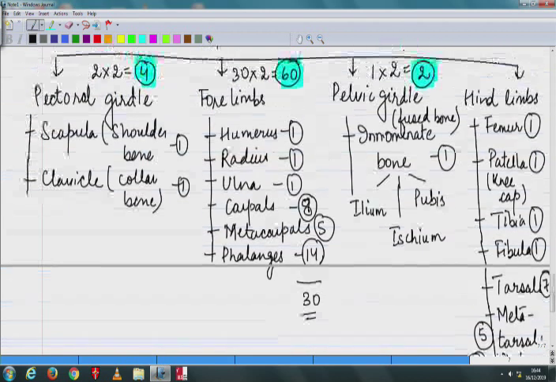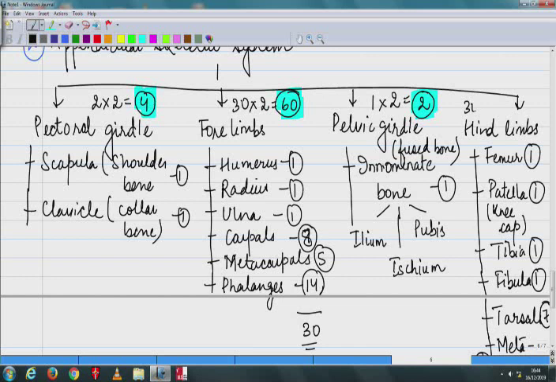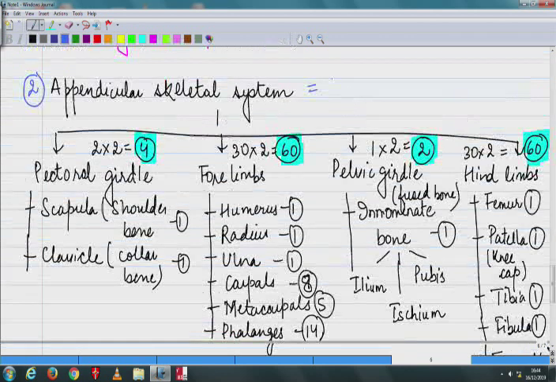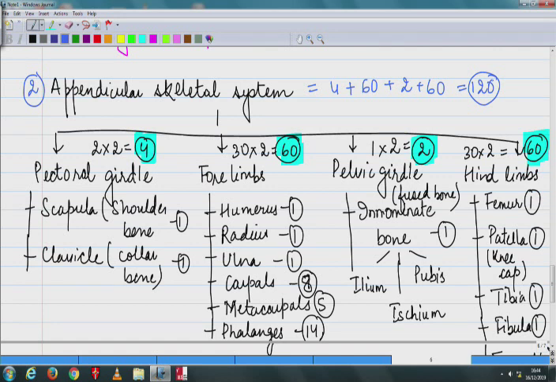Since you have 2 hind limbs, we'll just double it. 30 multiplied by 2 gives you a total of 60. So you have 60 bones in your hind limbs. So if you go by this section, by these particular countings, we'll just have a total of it, the same way we did for axial. We'll repeat it: 4 plus 60 plus 2 plus 60. 60, 60, 120, 124, 126. So we have a total of 126 bones in the appendicular skeletal system.